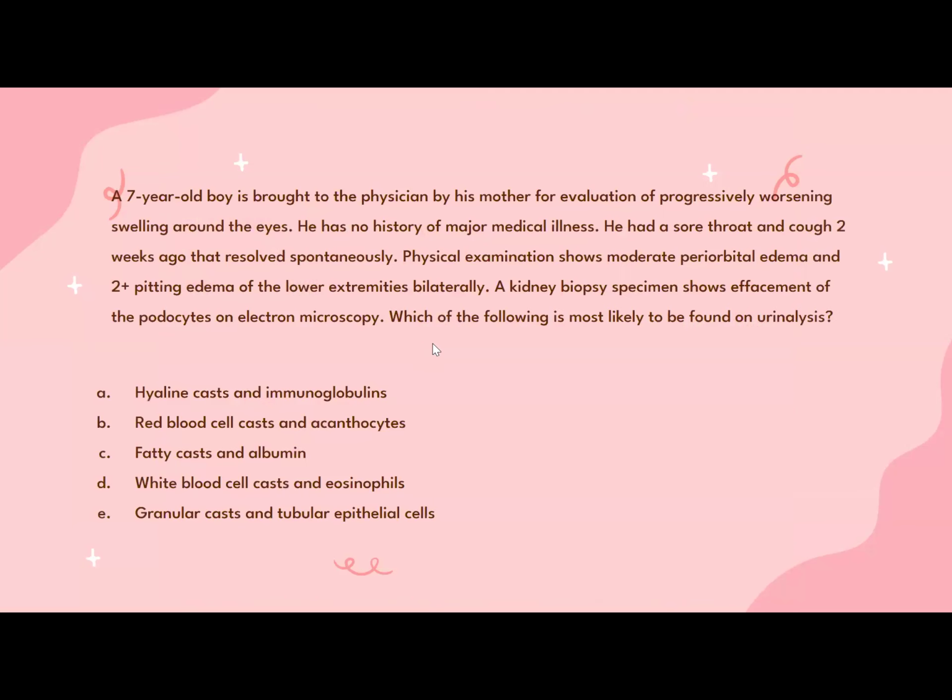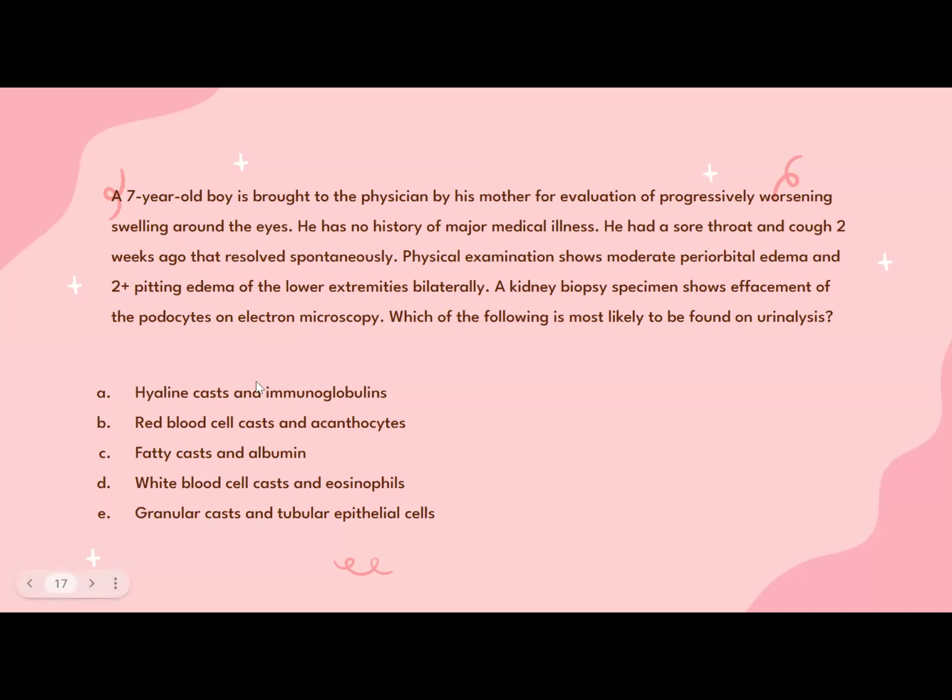All right, next question. A 7-year-old boy is brought to the physician by his mother for evaluation of progressively worsening swelling around his eyes. He has no history of major medical illnesses. He had a sore throat and a cough 2 weeks ago that resolved spontaneously. So immediately, what are we thinking? We're thinking post-strep, right? Okay. Physical examination shows moderate periorbital edema and 2+ pitting edema of the lower extremities. Kidney biopsy shows effacement of podocytes on electron microscopy. Now, the electron microscopy is showing a defect in the podocytes, which is not nephritic. So we're actually not thinking of post-strep anymore.